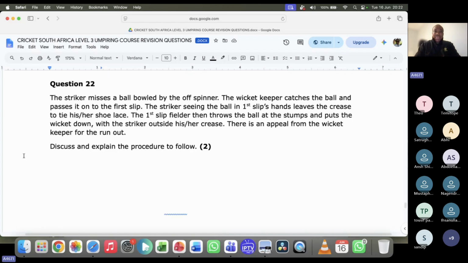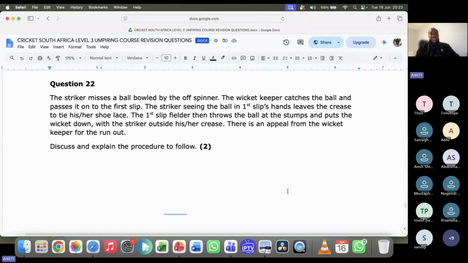Question 22, the striker misses a ball bowled by the off spinner. The wicketkeeper catches the ball and passes it on to the first slip. The striker, seeing the ball in first slip's hands, leaves the crease to tie his or her shoelace. The first slip fielder then throws the ball at the stumps and puts the wicket down with the striker out of his or her crease. There is an appeal from the wicketkeeper for the run out. Discuss and explain the procedure to follow. Of course, we need to answer the appeal as well.